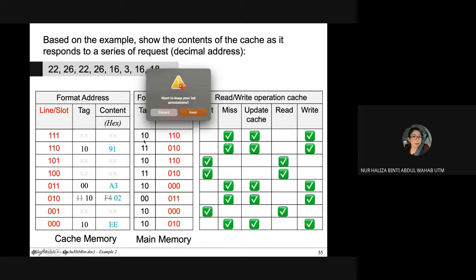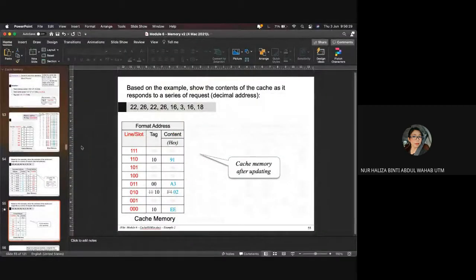I guess this one is what pages? Oh, I'm afraid that I forgot. 55. Oh, we have another half.